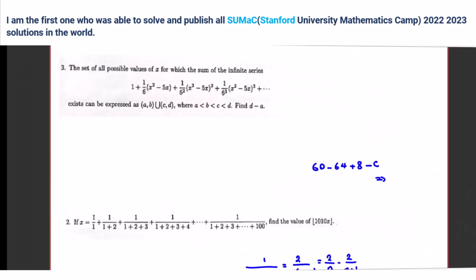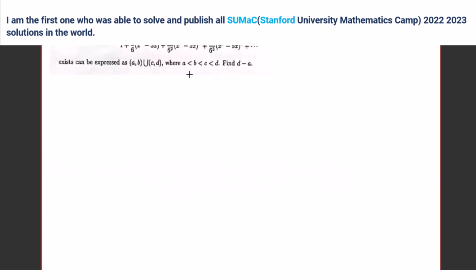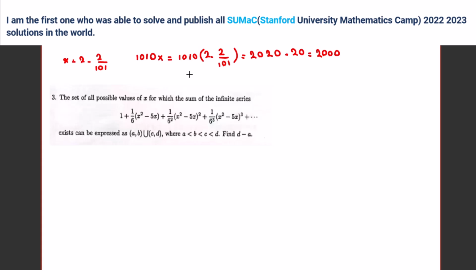I'm not exactly sure what to do after that. Okay, so let me remove this. It says the set of all possible values of x for which the sum of the infinite series, this one, exists. Okay, so let's calculate at first.